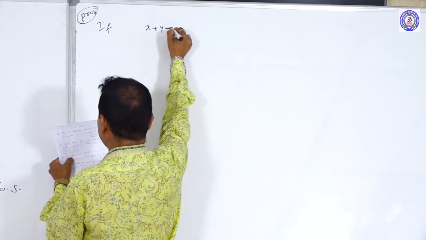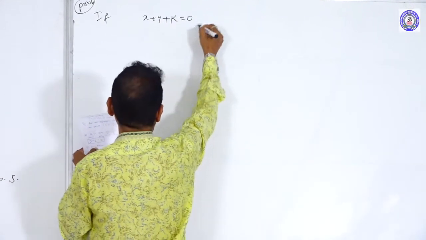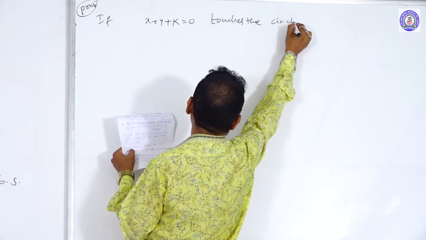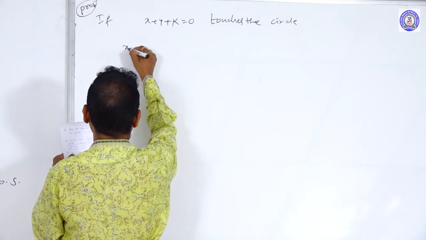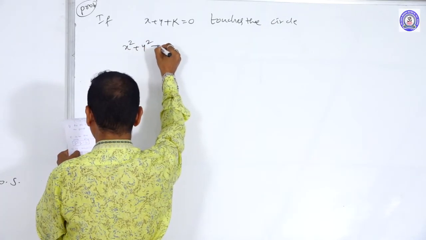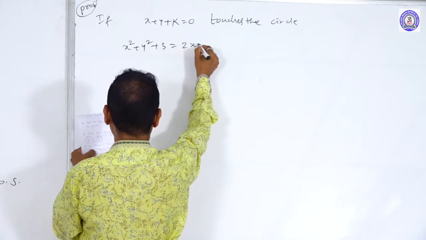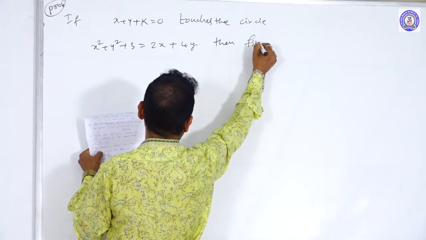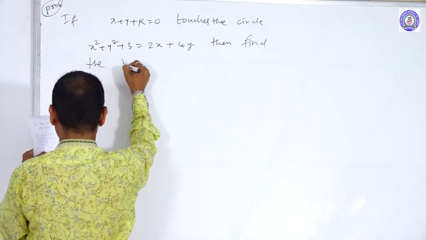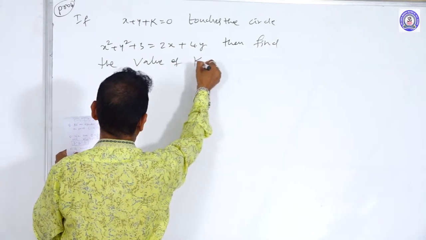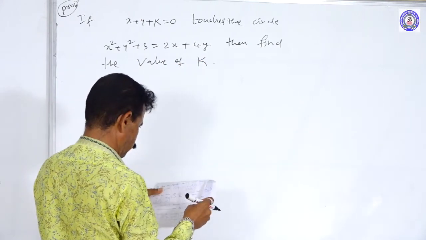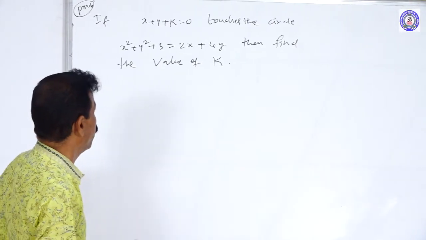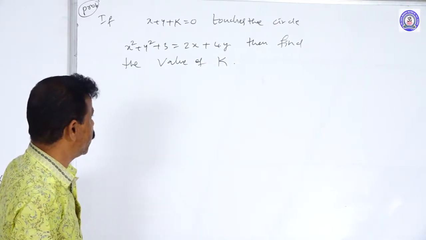If x plus y plus k is equal to 0 touches the circle x square plus y square plus 3 is equal to 2x plus 4y, then find the value of k. Here also touches means tangent.